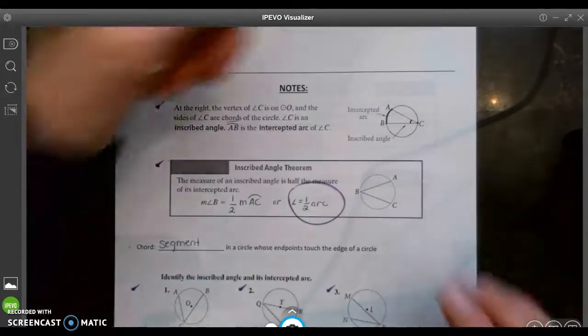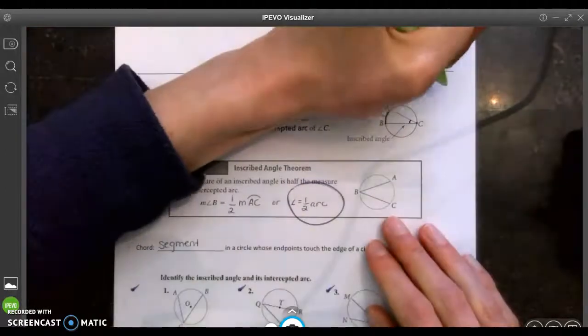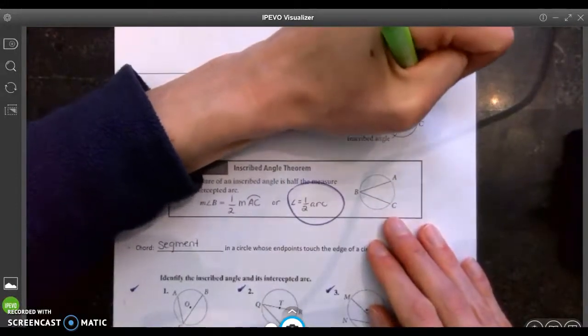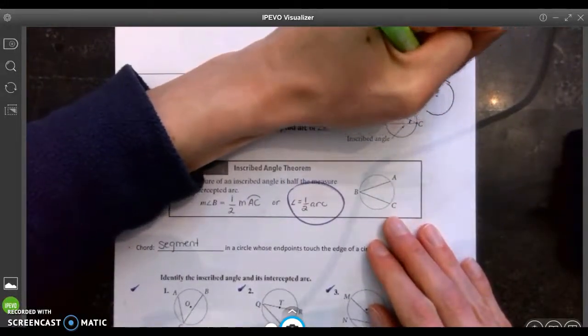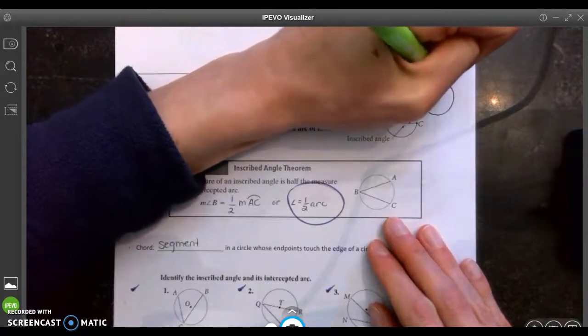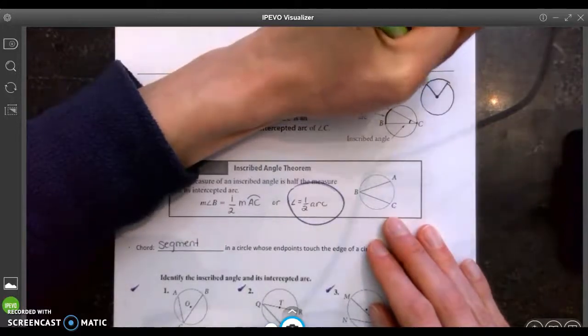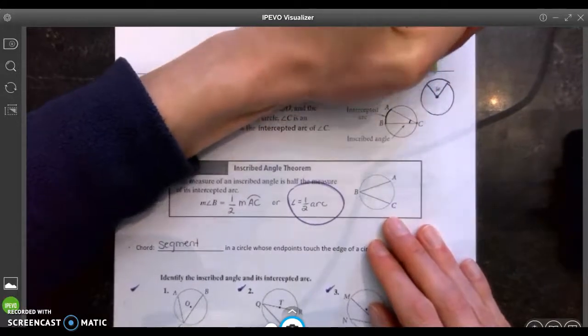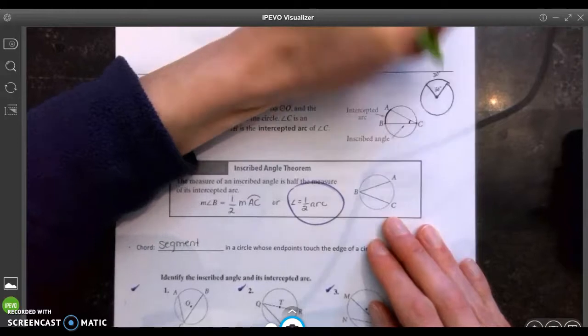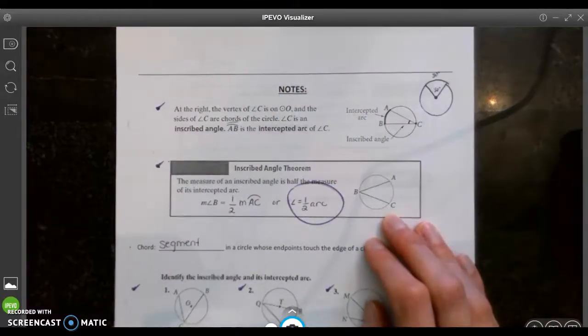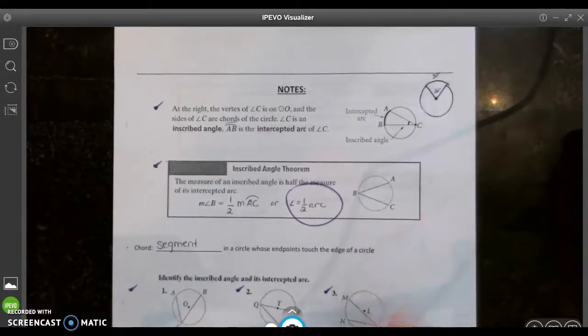So we talked about, at the beginning of this unit, the relationship between a central angle. So remember, a central angle has a vertex in the center, a central angle and its arc. So if my central angle is 30 degrees, my arc is 30 degrees. They're the same. Inscribed angles and their arcs are not the same.